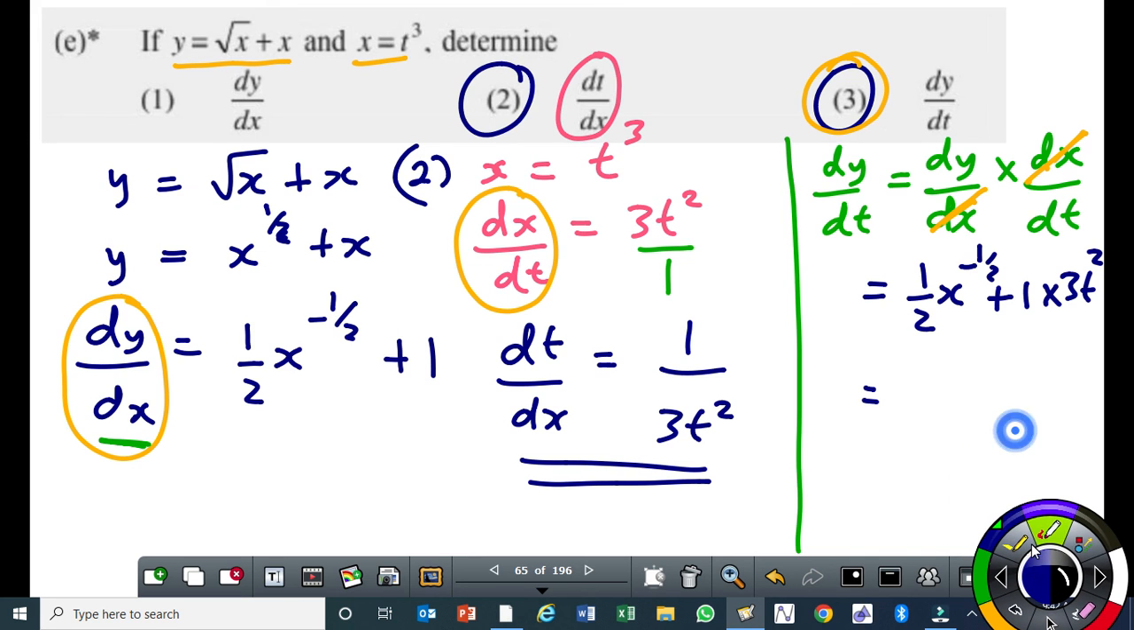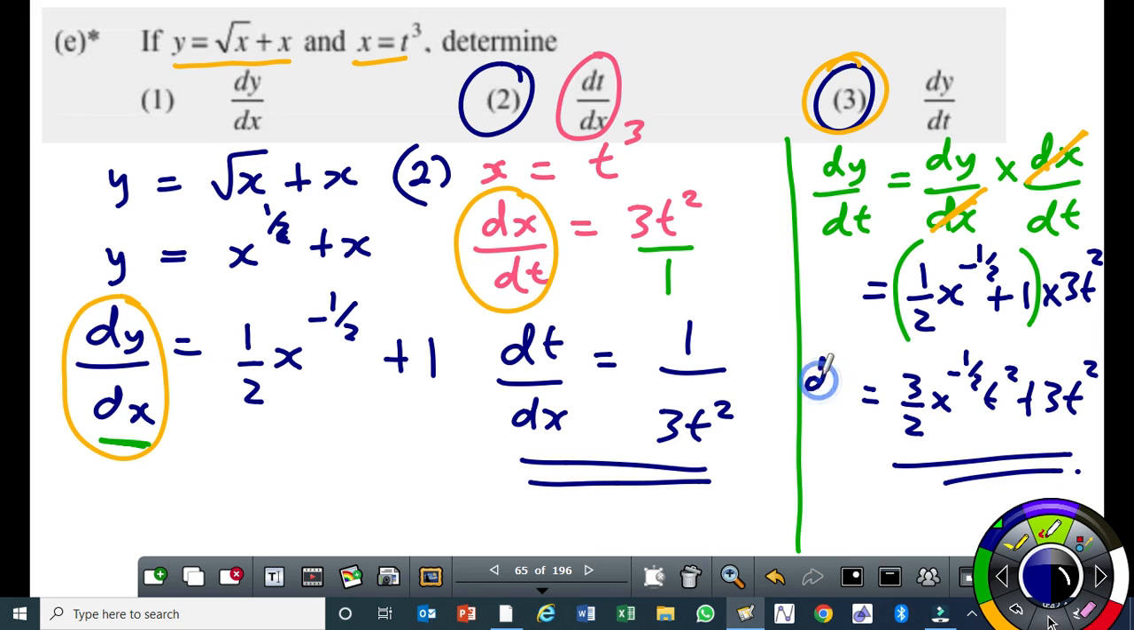Okay? So the final answer here is going to be, well, if I multiply, which means I might need to put a bracket there. Okay? Yes. I need to put a bracket there because that's a binomial. So I'll get 3 over 2 x to the power of minus a half times t squared plus 3t squared. So this will be my final answer for dy over dt. Please take note that x and t are not like terms.